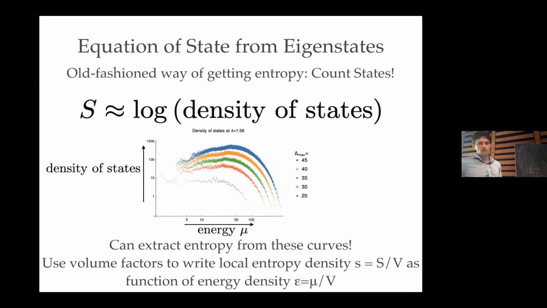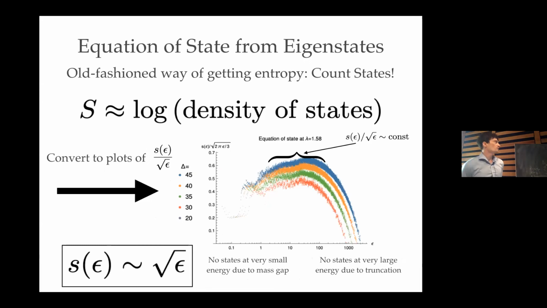And then by dividing by some volume factors, you can convert that into the entropy density as a function of energy density. And you find that over a few decades, it's roughly entropy density goes like square root of energy density.